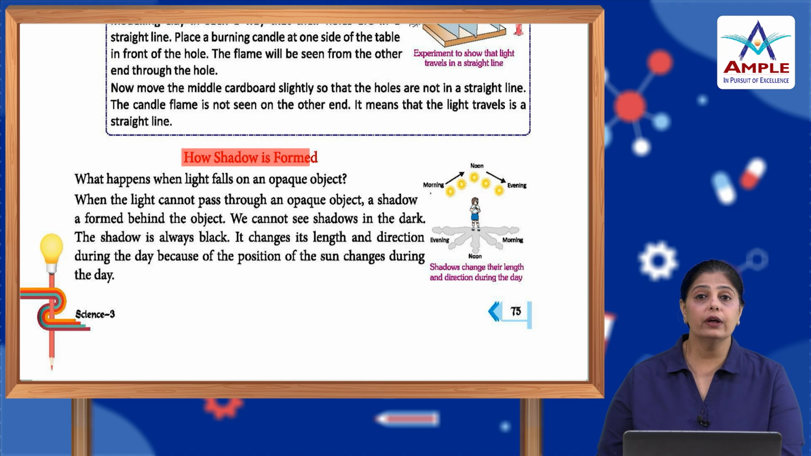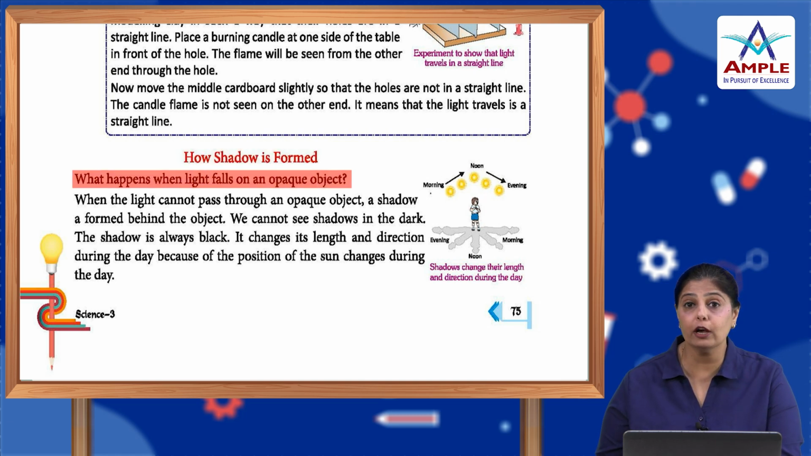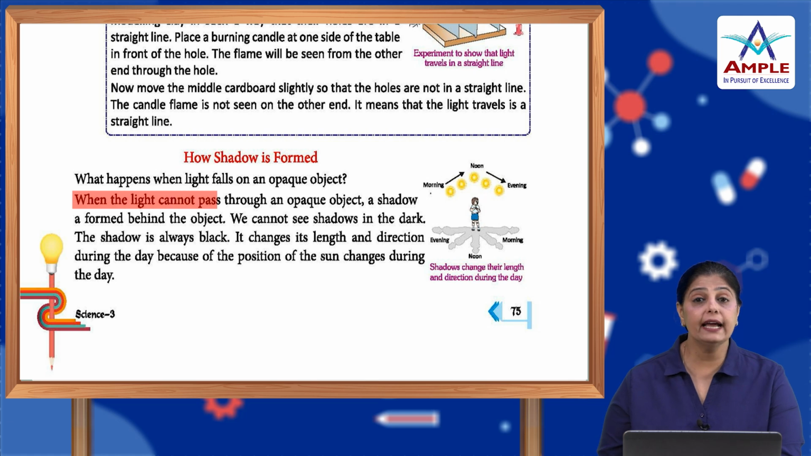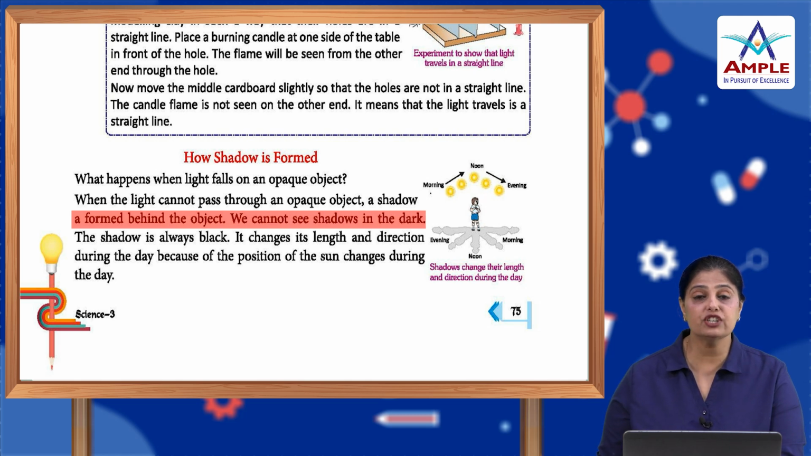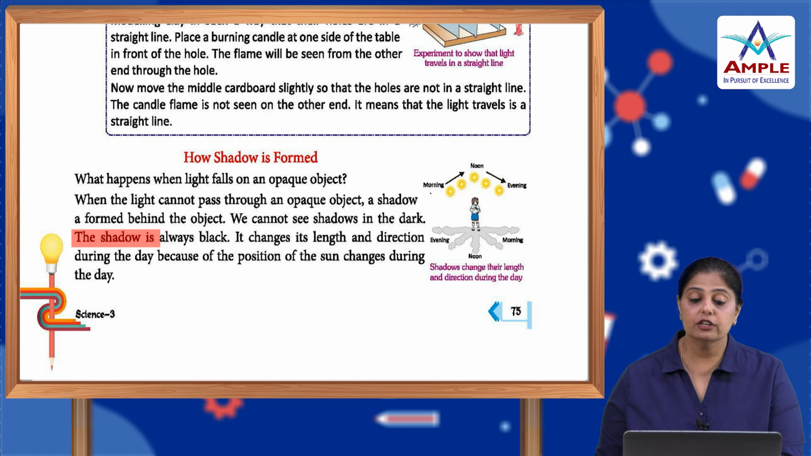Now how is a shadow formed? What happens when light falls on an opaque object? When the light cannot pass through an opaque object, a shadow is formed behind the object. So we cannot see shadows in the dark. The shadow is always black.